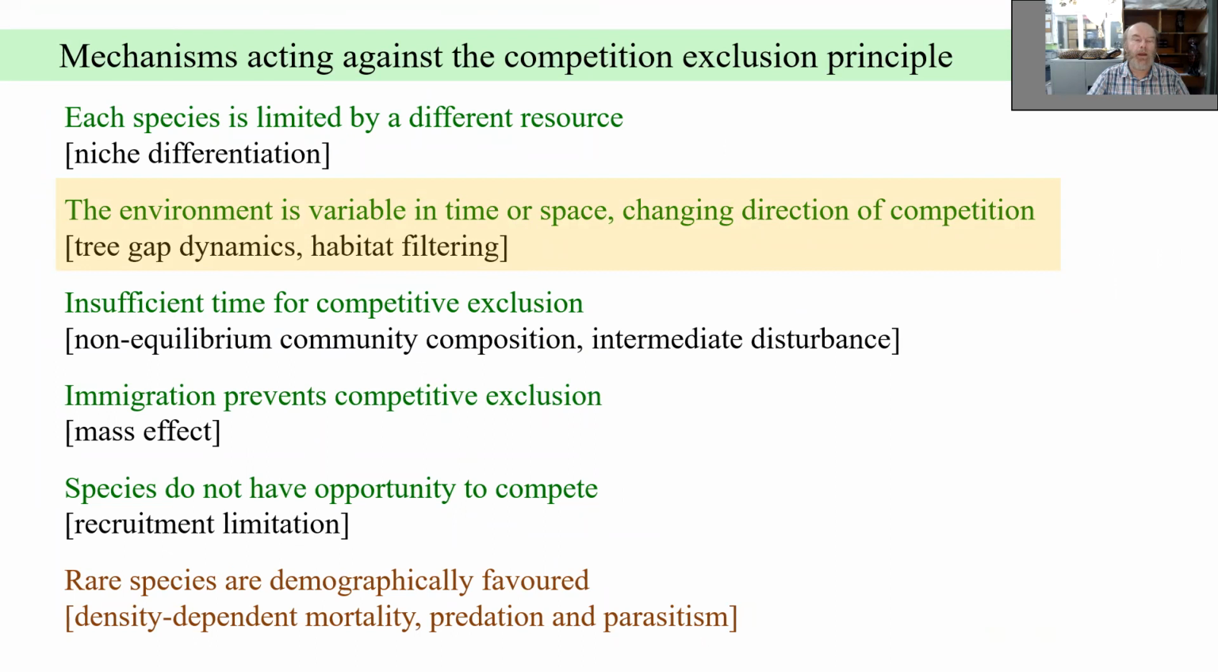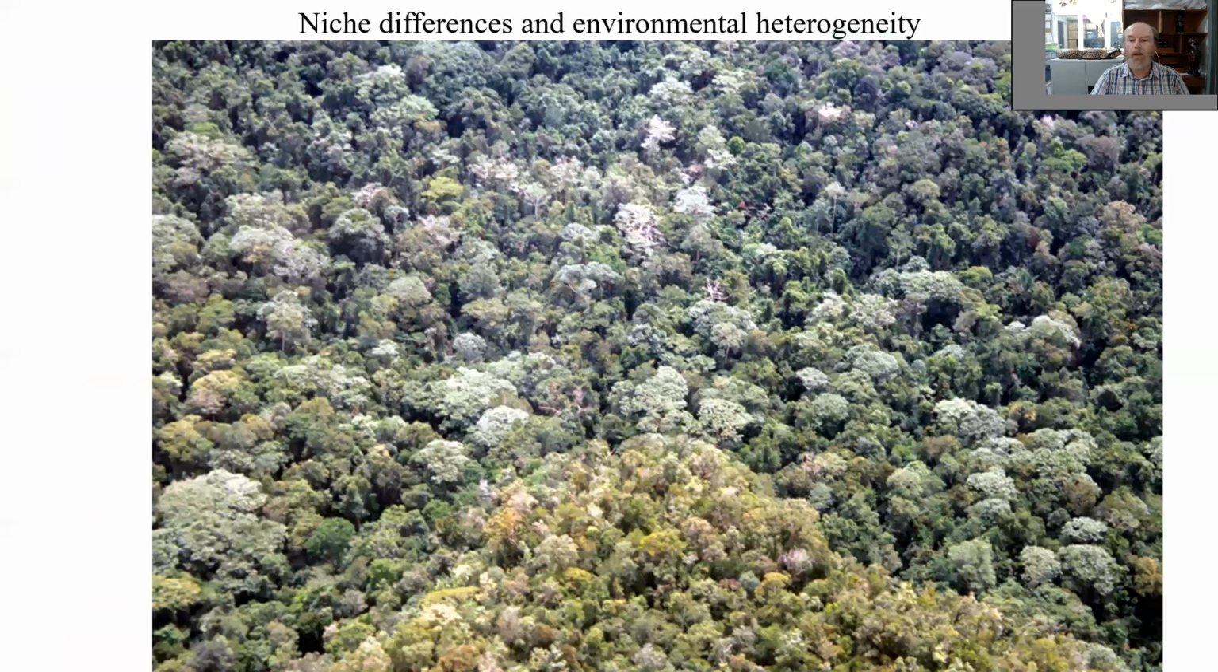Now we go to potentially changing selection pressures due to temporal or spatial variability, and also insufficient time for competitive exclusion; we will do it at the same time. Okay, this is a trivial example. This is an aerial picture from New Guinea. You can say this is species coexistence, but that's not a very interesting explanation because this looks like 2 different habitats, and of course you have 2 different sets of species there.